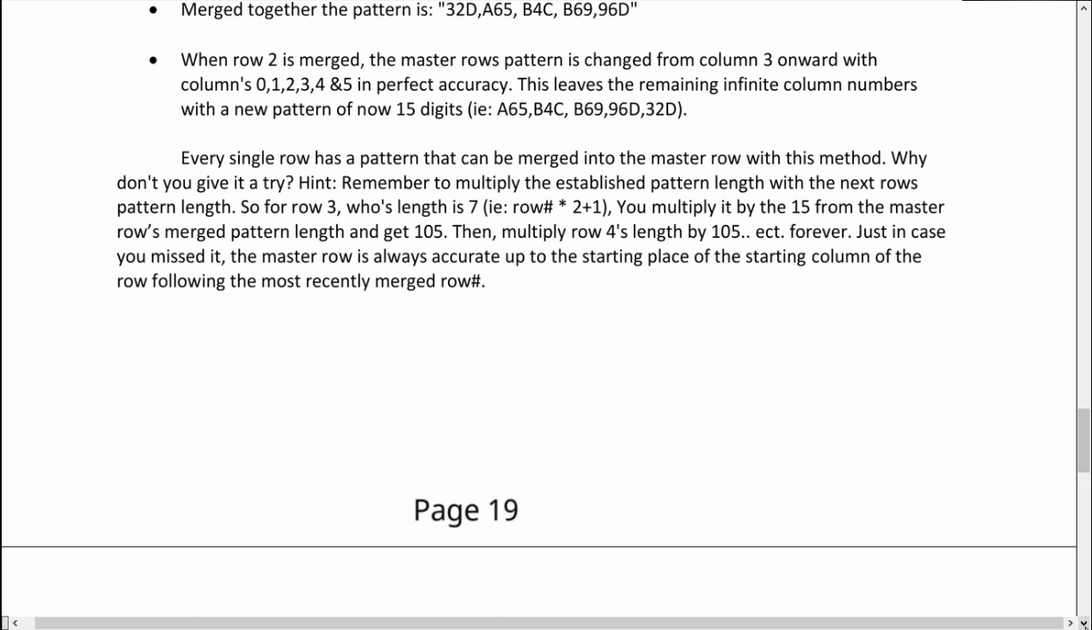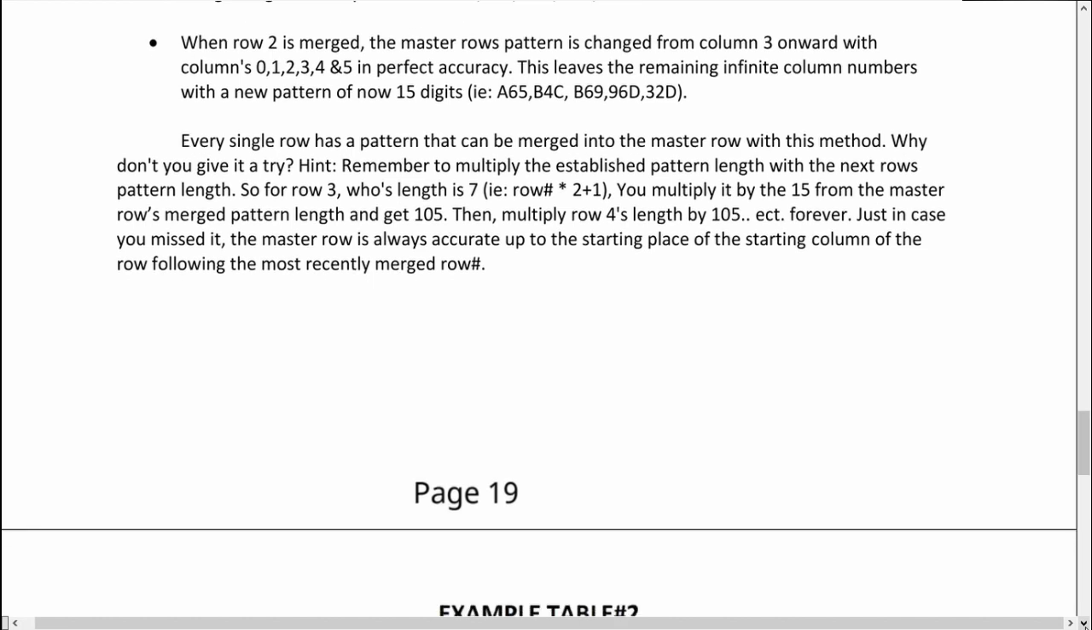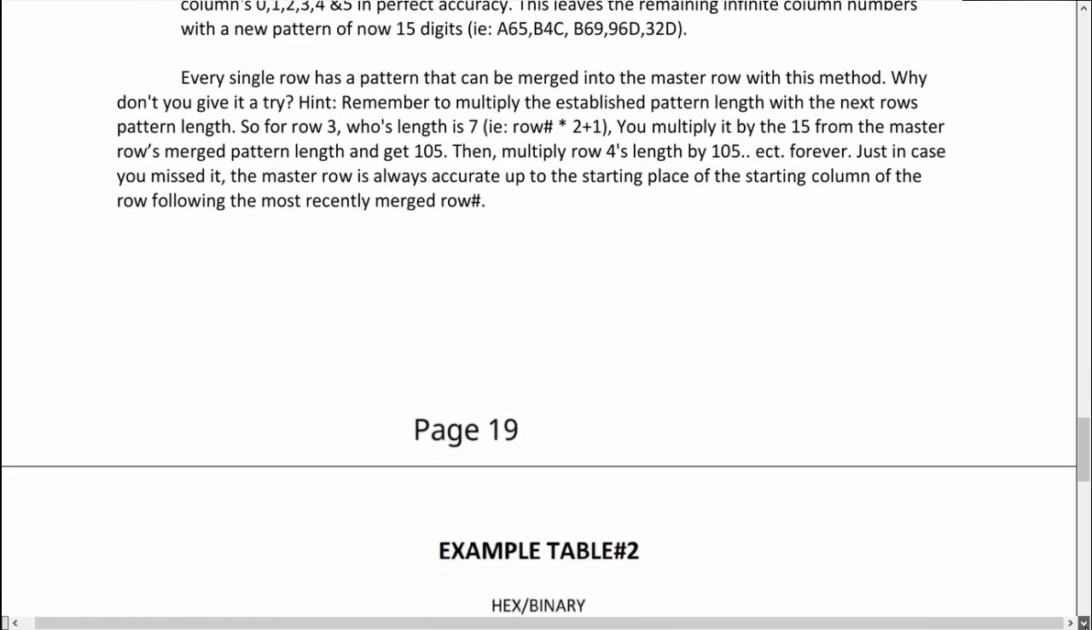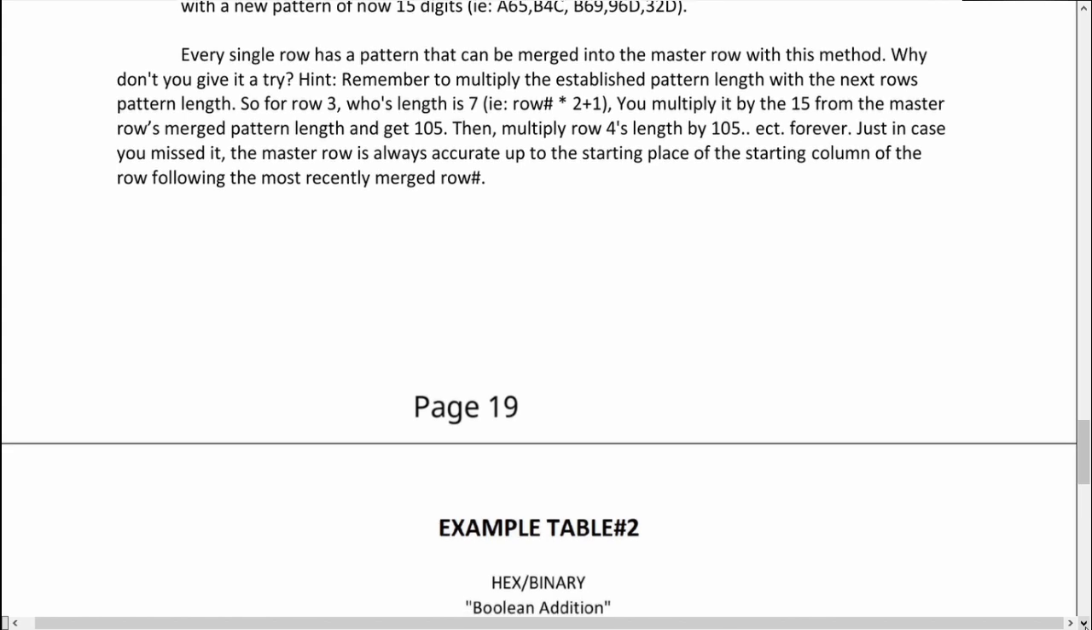Hint: remember to multiply the established pattern length with the next row's pattern length. So for row 3, whose length is 7, i.e. row number times 2 plus 1, you must multiply it by the 15 from the master row's pattern length and get 105. Then multiply row 4's length by 105, etc. forever. Just in case you missed it, the master row is always accurate up to the starting place of the starting column of the row following the most recently merged row.